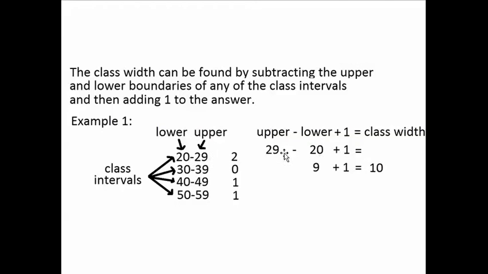And when I say that each class interval covers a span of 10 numbers, I don't mean that 10 20s appeared in the data set and 10 30s appeared in the data set. What I mean is that there's 10 possible numbers inside of this class interval. There's 10 possible numbers that could have appeared, and this class interval also has 10 possible numbers that could have appeared.